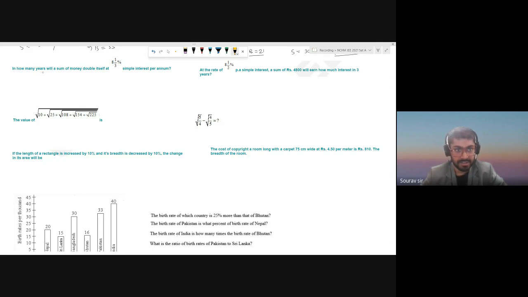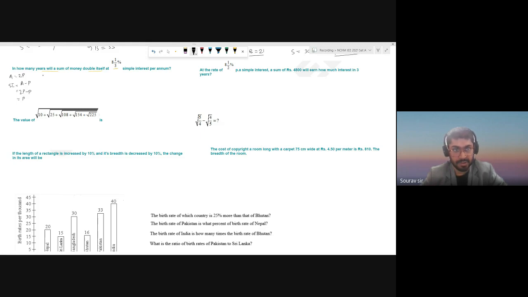So the first question is, in how many years will a sum of money double itself at 8 1/3 simple interest per annum? That means the amount is twice the principal. So what will be the simple interest? That will be amount minus principal, right? So it's 2P minus P, equal to P.